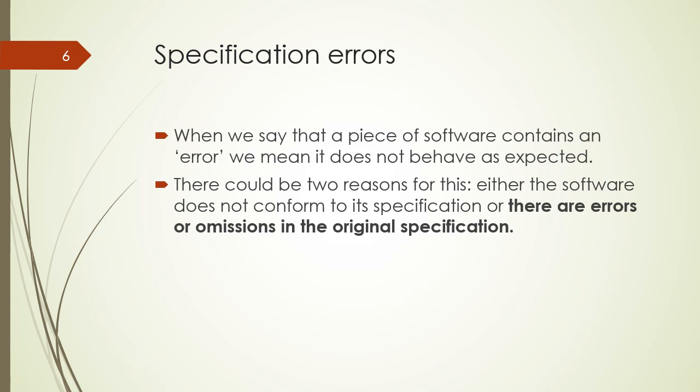There are two reasons for software error. Either the software doesn't conform to its specification, or there are errors or omissions in the original specification. It means that specifications about the software play a vital role. Therefore, our specification should be complete and unambiguous.